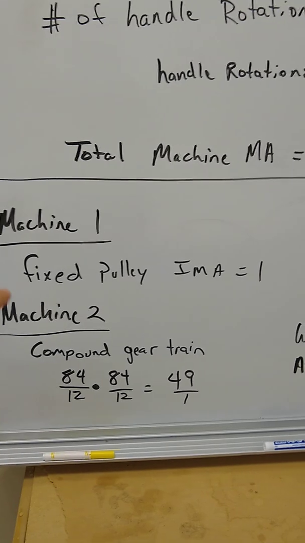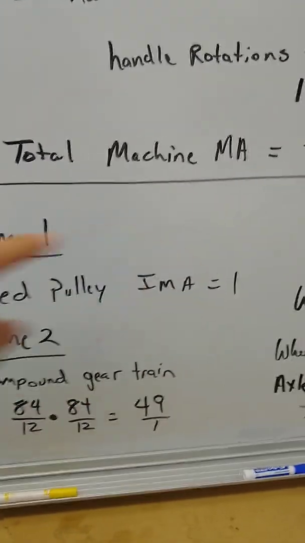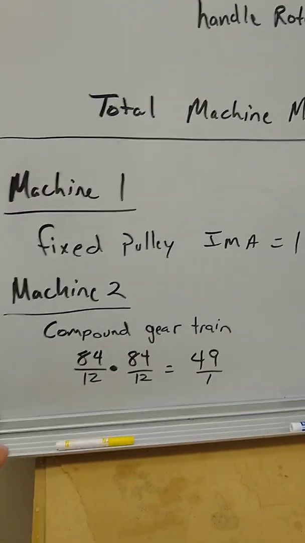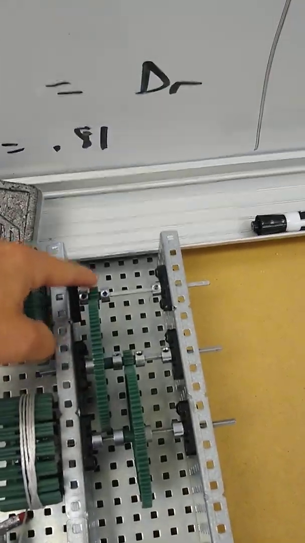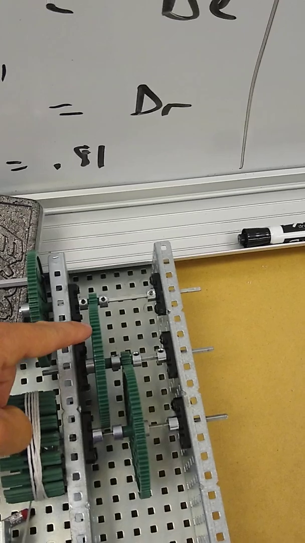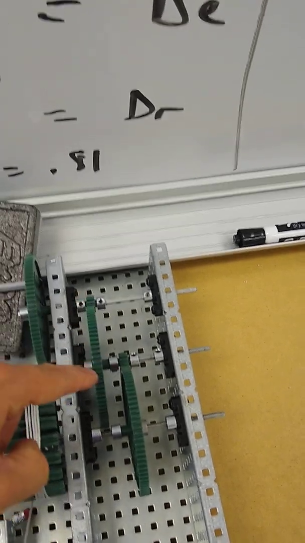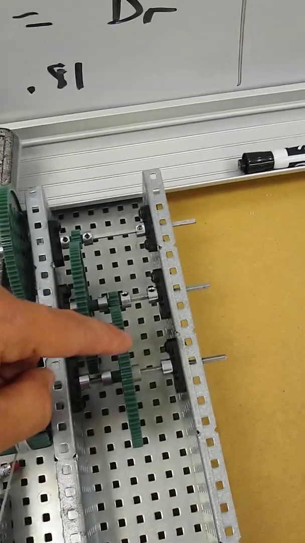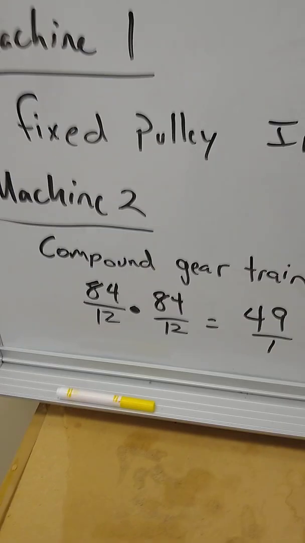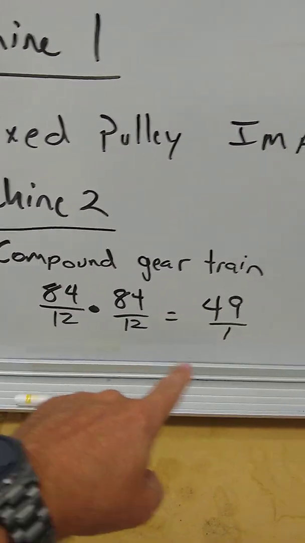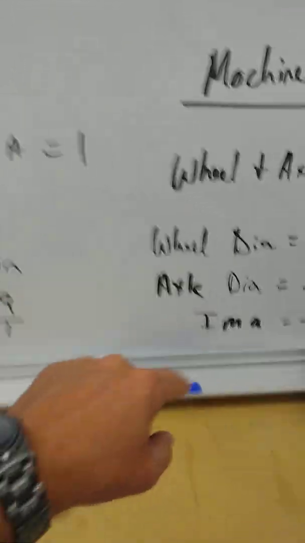So for the fixed pulley, the mechanical advantage is 1. For the compound gear train, we had 84 and 12. So 12 is our input, 84 is the output, so it'd be 84 over 12. Since it's compound, it would be another 84 over 12. When we do that, 84 over 12 times 84 over 12 is 49 to 1.